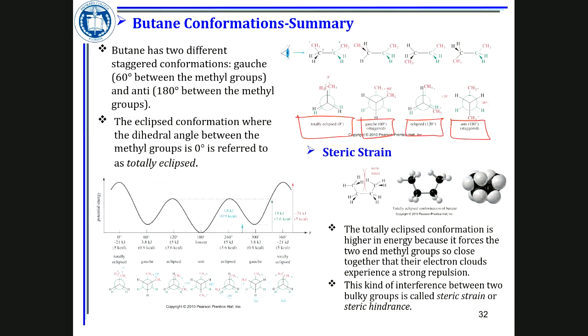And the other 2 cases would be staggered. When you have a staggered that is not anti, it is going to be Gooch. So Gooch is staggered, but anti is totally staggered or opposite direction. So we have the totally eclipsed when you have 0 dihedral angle between the CH3 groups.